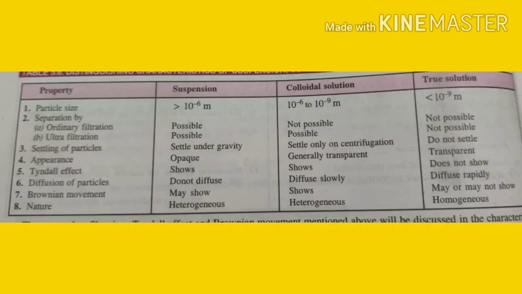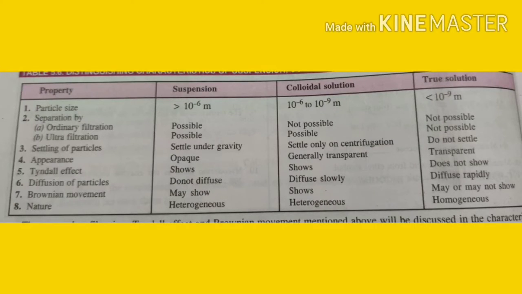Then appearance: the suspension is opaque, the colloidal solution is generally transparent, sometimes translucent also, and the true solution is transparent. Then there are some properties of the colloidal solution. They show the Tyndall effect, which is shown by the colloidal particles and the suspension but not shown by the true solution. Then Brownian diffusion: the particles do not diffuse in suspension, diffuse slowly in colloidal solution, and diffuse rapidly in the true solution.